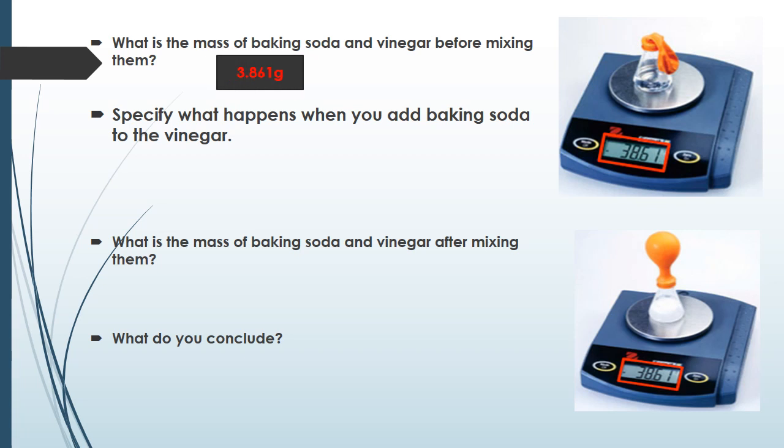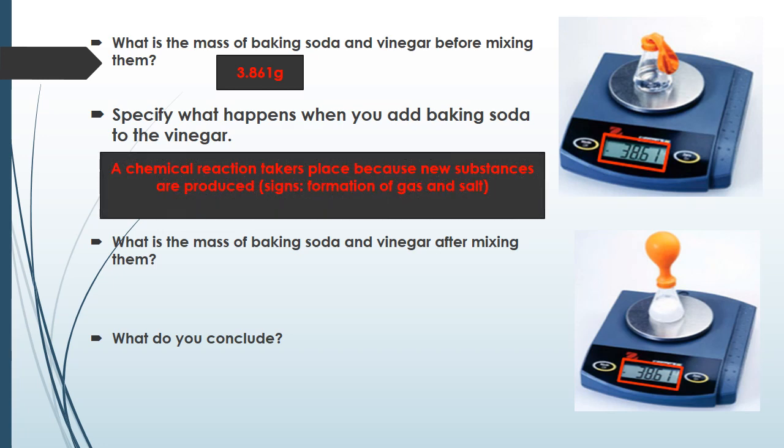What is the mass of baking soda and vinegar before mixing them? The mass is 3.861 gram, as you see in the first figure, before a chemical reaction occurs. So the second question is, specify what happens when you add baking soda to the vinegar. So a chemical reaction takes place because new substances are produced. What are the signs? The signs are formation of gas and salt.